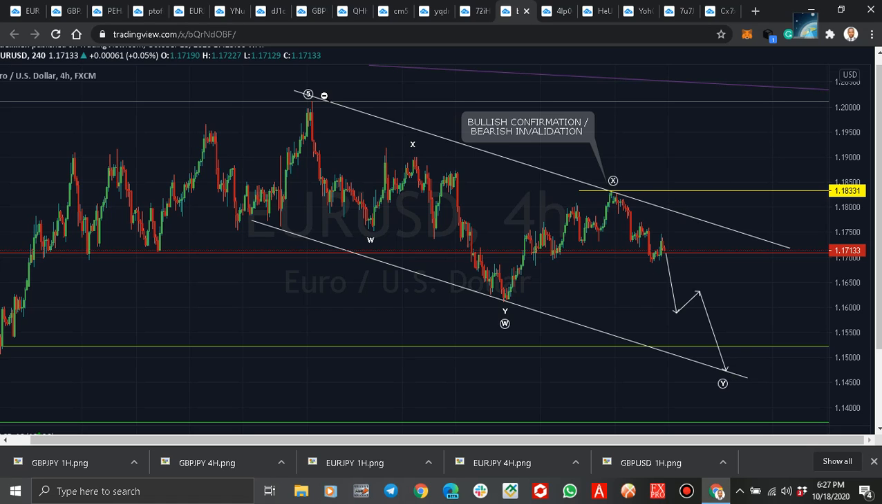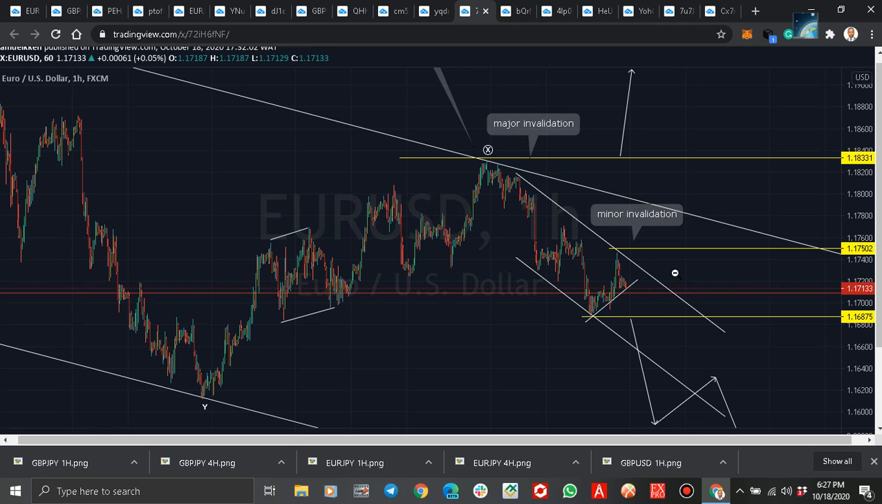So you can see a lower WXY, making a big W. This is X. We are expecting Y. So from our own forecast, like I said, that EUR/USD is coming down to 1.15 or even below. So let's keep watching.